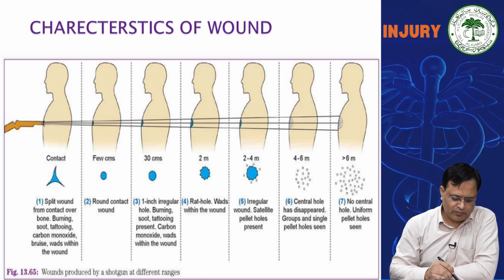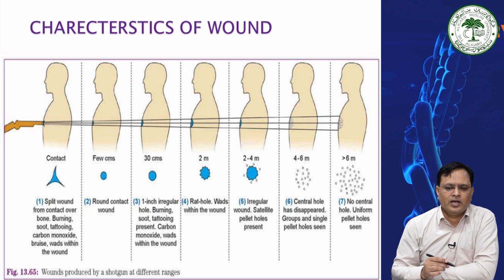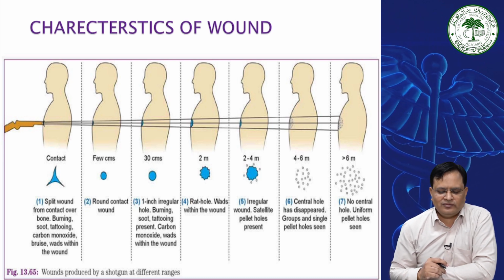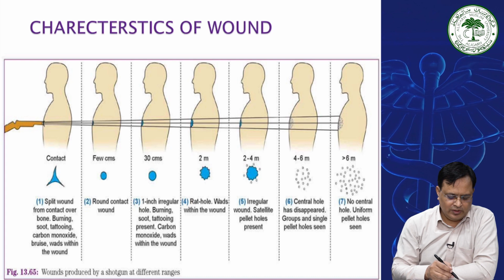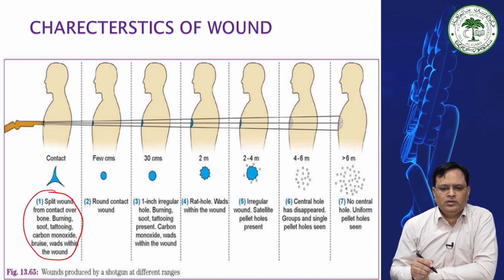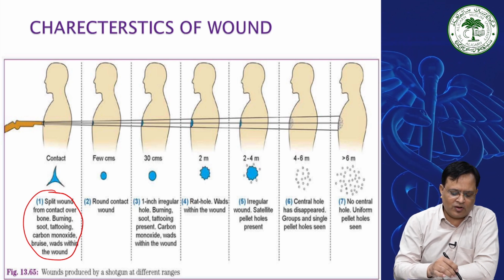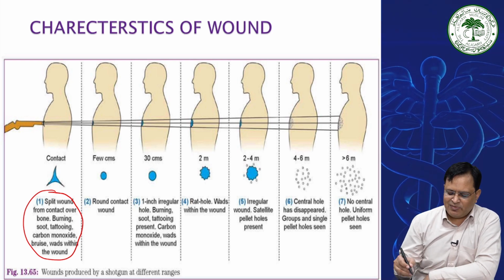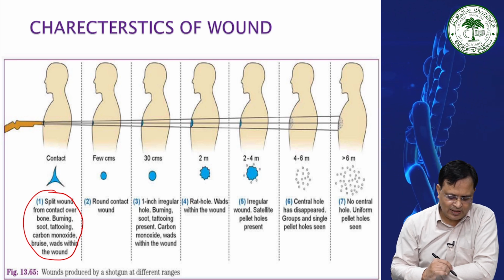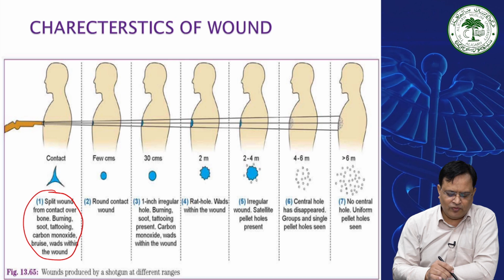A split wound from the contact over the bone, burning, soiling, tattooing, carbon monoxide, bruise, wads within the wound. These are the things that can be present in the contact wounds. Very commonly, you can find this. If it is a contact wound, we will describe each one separately, but we are seeing it here. Contact wound, it can be of split wounds.